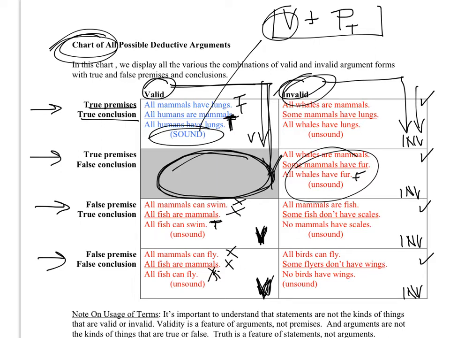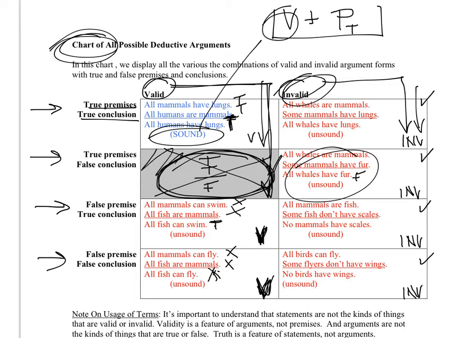This is the case where you have a valid argument structure and you have true premises and the possibility of a false conclusion. And the very way in which validity is defined is to prevent this from logically ever happening, because validity is defined as an argument where if the premises happen to be true, the conclusion is also guaranteed to be true.